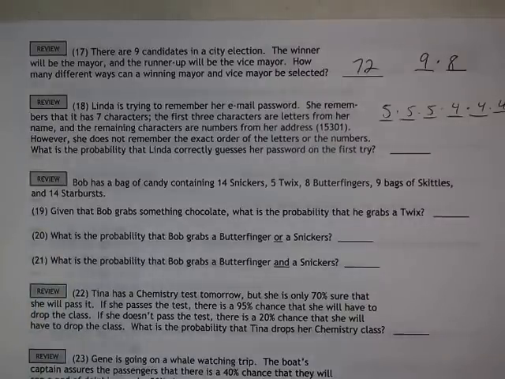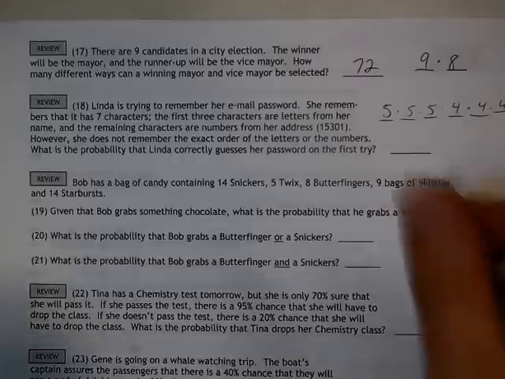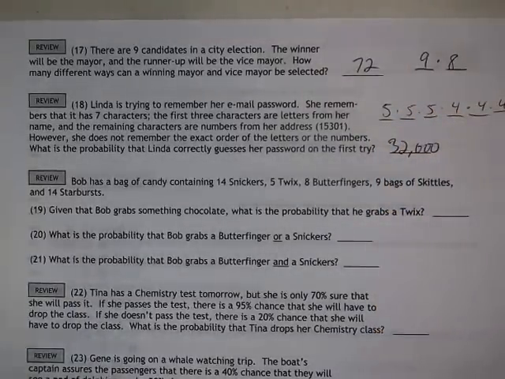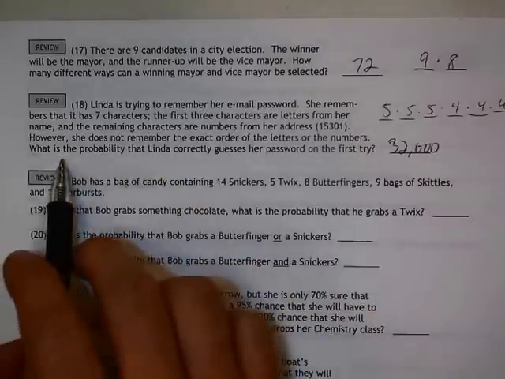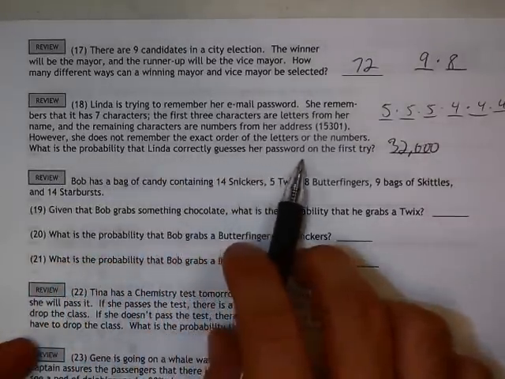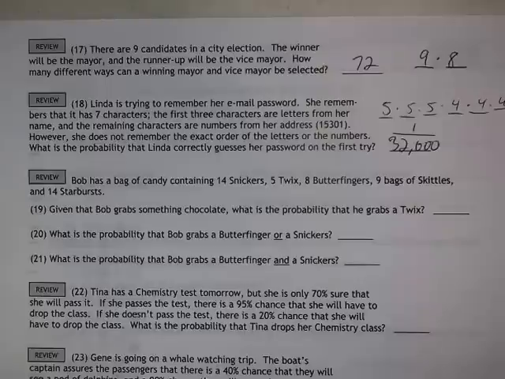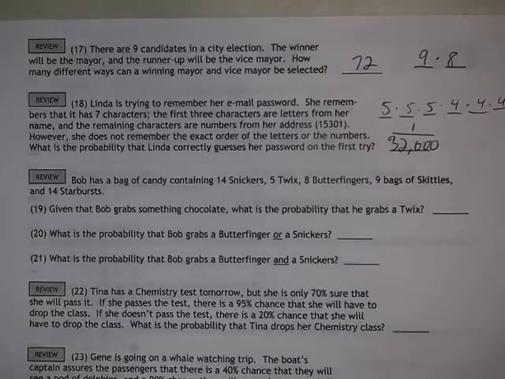So it's a matter of taking the 5s and the 4s and multiplying them all out, which I'm doing on my trusty calculator right now. 5 times 5 times 5 times 4 times 4 times 4 times 4, and you should get 32,000 ways to do that. Now again, it's asking what is the probability that she correctly guesses her password on the first try. Only 1 out of those 32,000 will work, so her probability is 1 over 32,000.